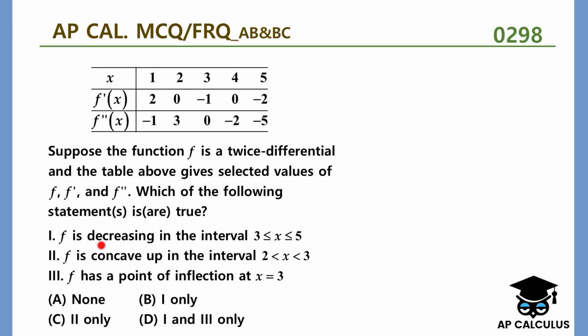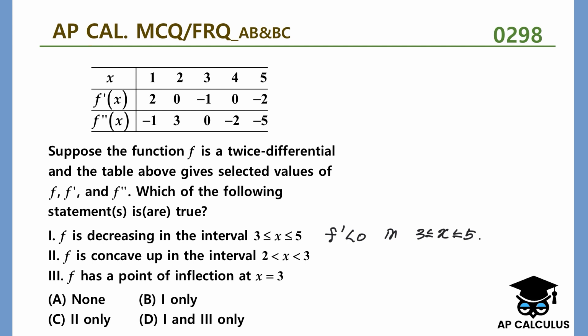Here, is f decreasing in this interval from 3 to 5? Well, if f is decreasing, then f prime must be negative in this interval, right? In the interval from 3 to 5. So let's look at these two values. When x is 3, f prime is negative. And when x is 5, f prime is -2. Both are negative, right? But we don't know what happens between these two values.